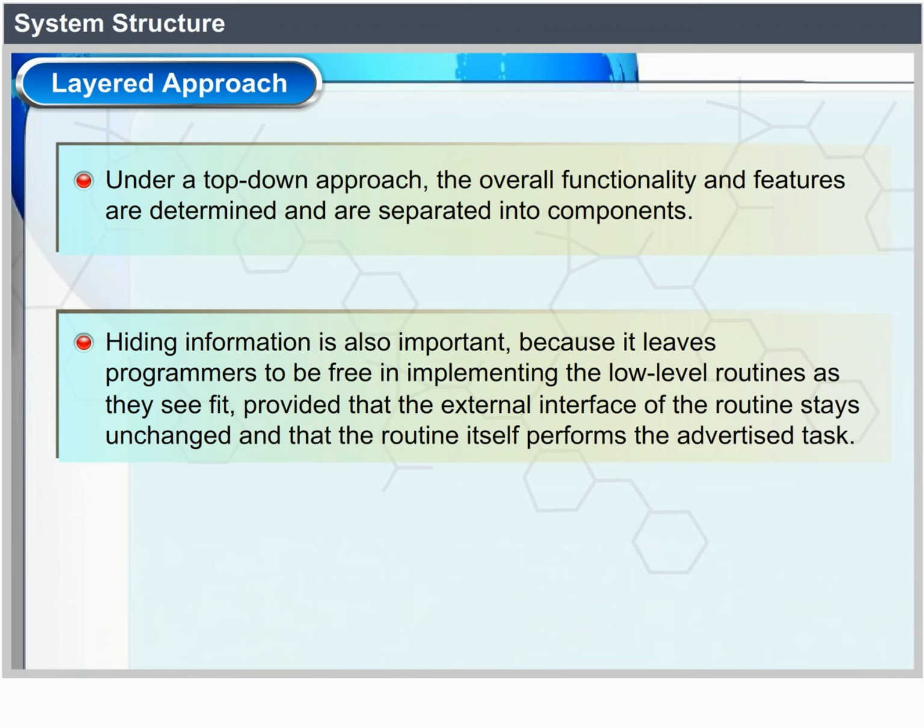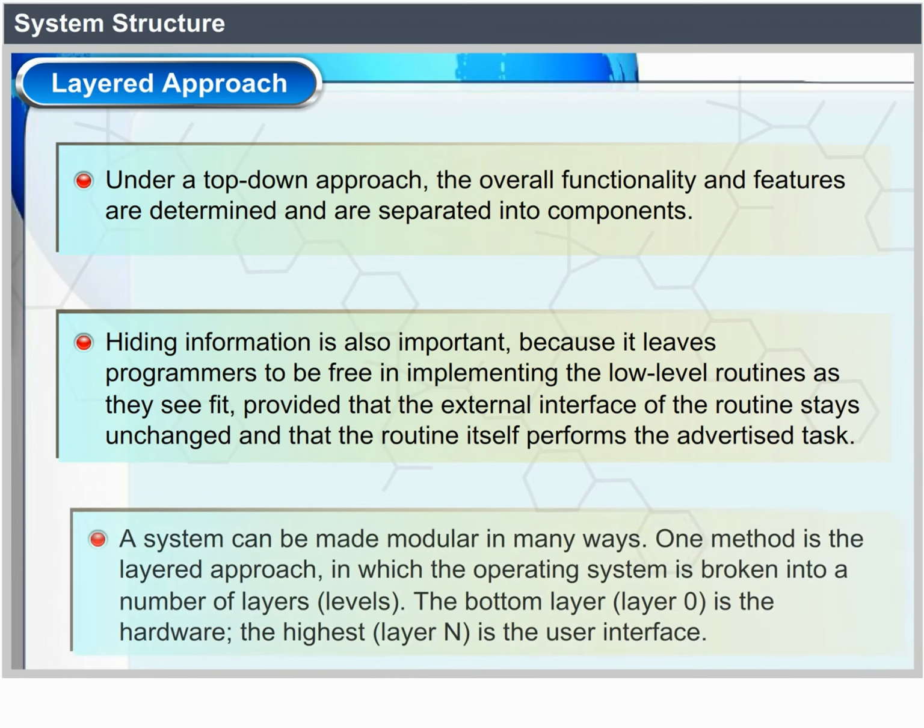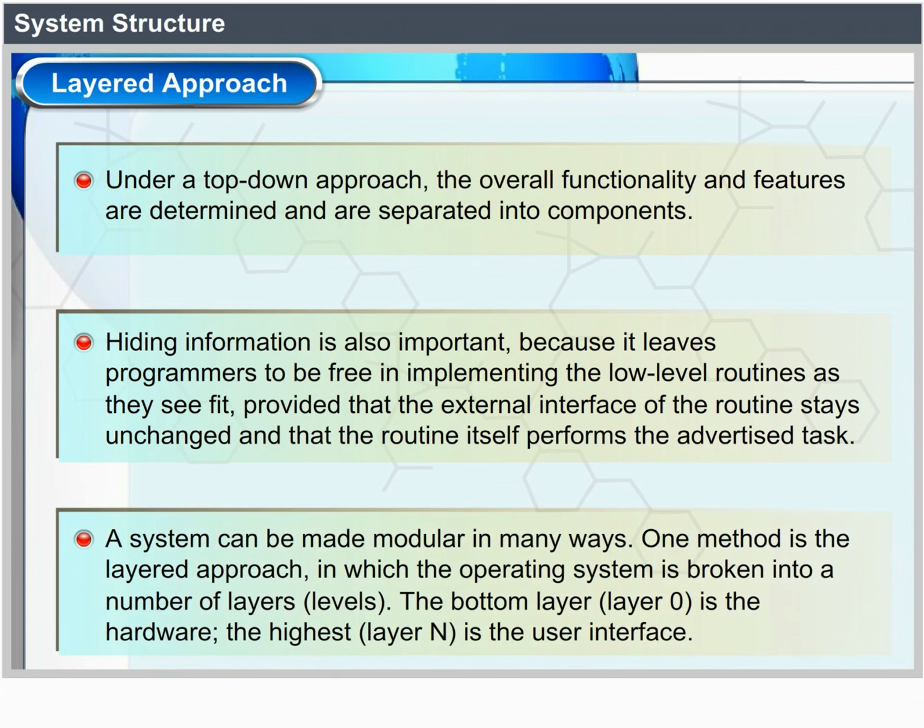A system can be made modular in many ways. One method is the layered approach, in which the operating system is broken into a number of levels. The bottom layer, level 0, is the hardware. The highest, layer N, is the user interface. This layering structure is depicted in the figure below.